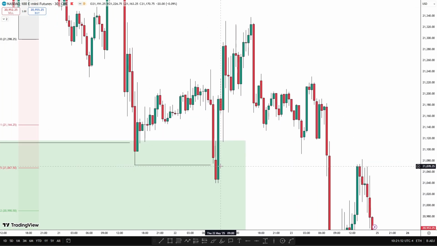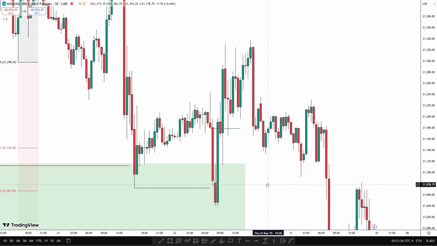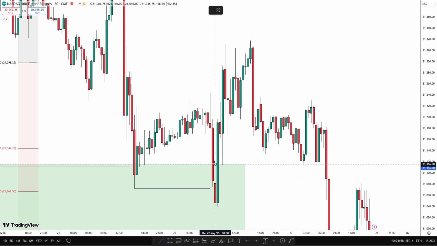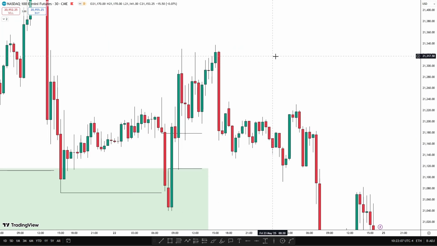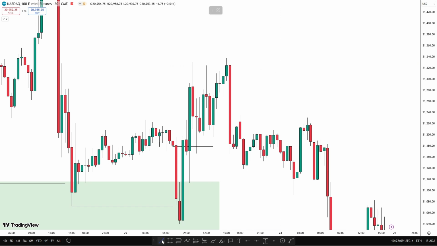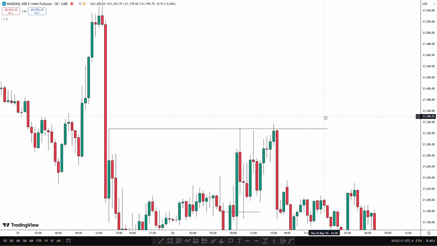Once price took out this low at 8:30, then we inversed this fair value gap right here. I knew that the bias for the day was going to be bullish. All I needed was an open low, and at 9:30 we got an open low inside this bullish fair value gap, and then I could catch the continuation higher, which is exactly what I did, and I targeted this hourly unfilled fair value gap right here.